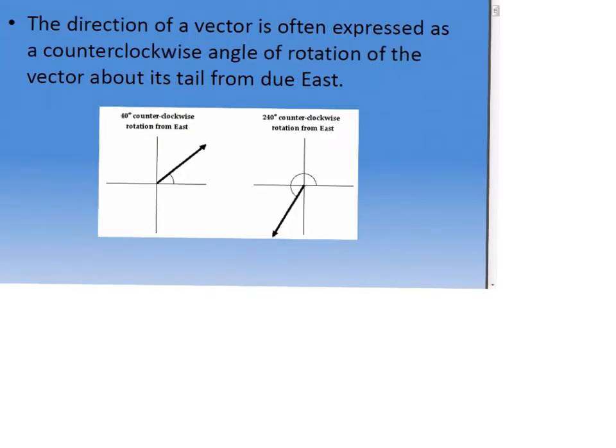To determine the angle of a vector, we will use universal direction, meaning we will count counterclockwise from due east, representing 0 degrees, such that north is 90 degrees, west is 180 degrees, and south is 270 degrees.